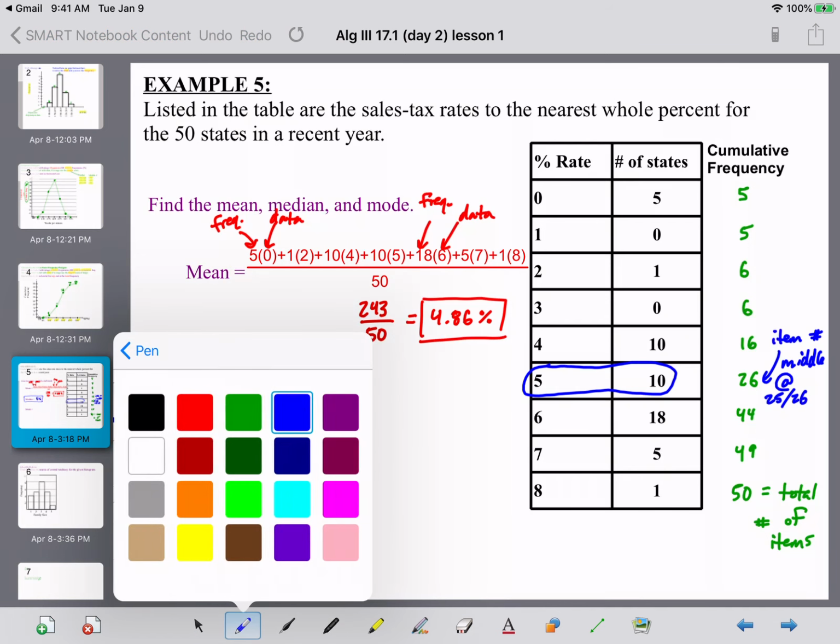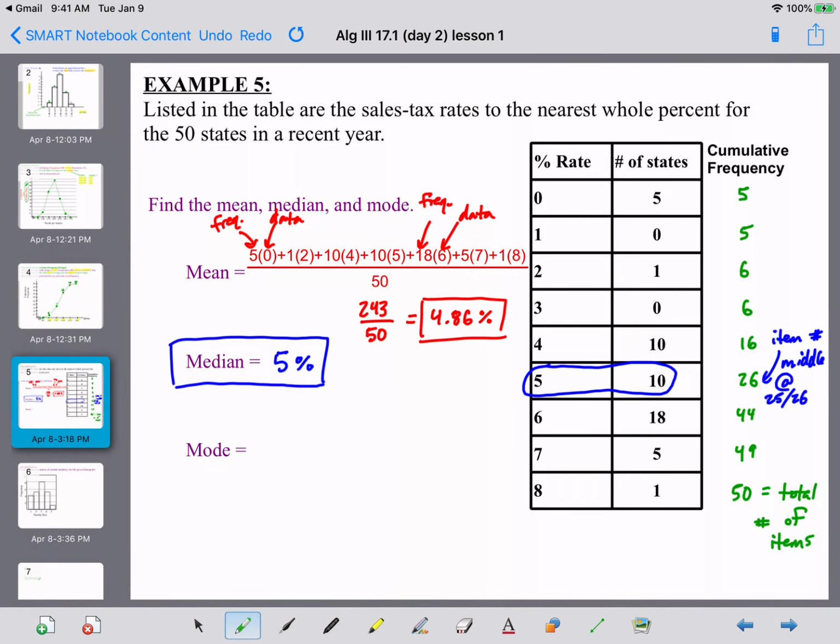All right, and then the mode is actually really easy to find in a frequency table. Whatever entry has the highest frequency is your mode, so a 6% sales tax is the most repeated entry.